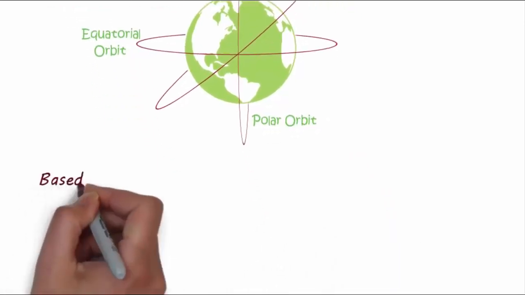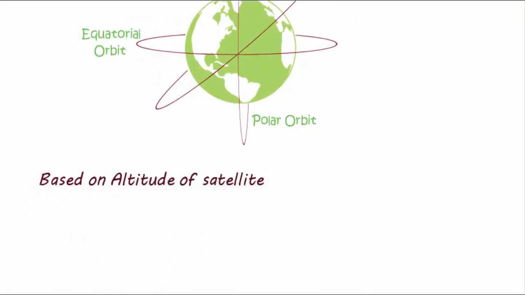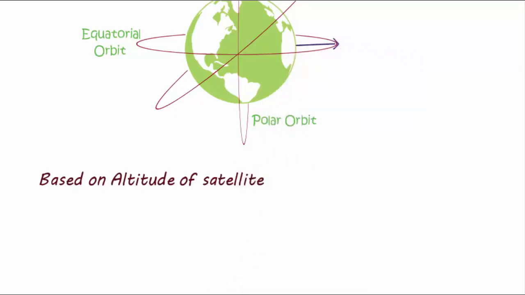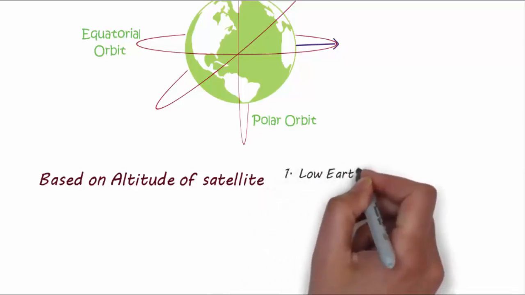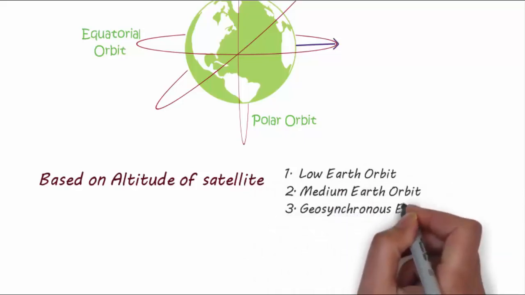Now the most important classification of satellite is based on altitude of the satellites. Altitude is measured from the surface of the earth. Based on altitude, satellites are divided in three types, that is low earth orbit satellite, medium earth orbit satellite and geosynchronous earth orbit satellite.